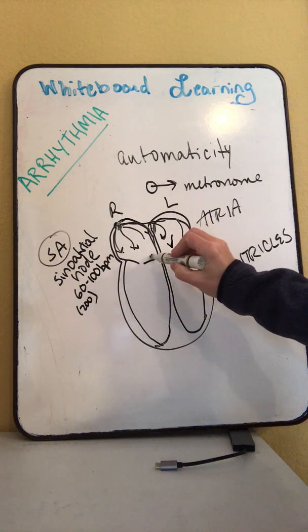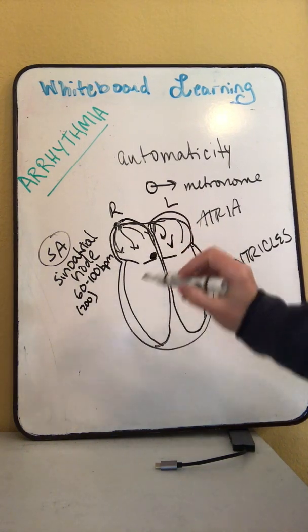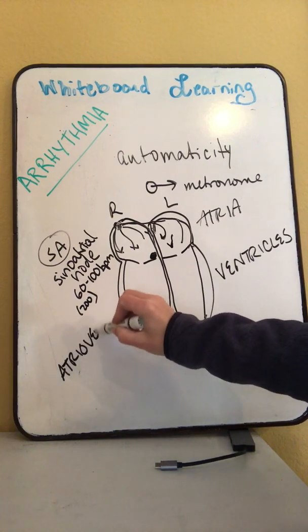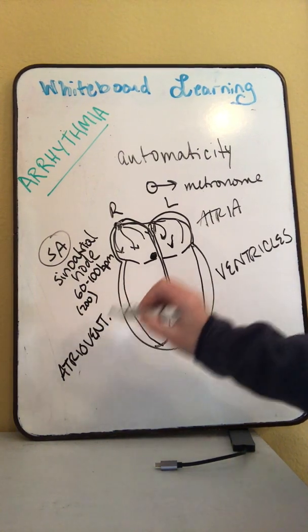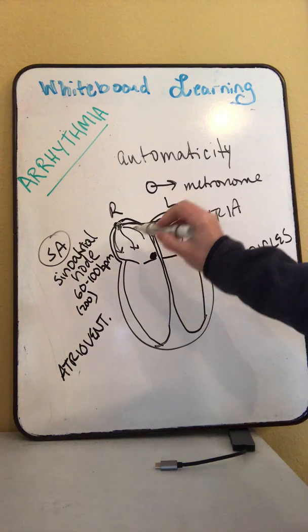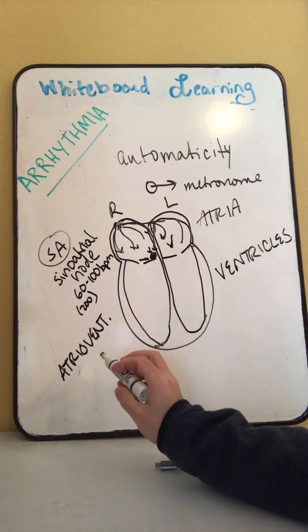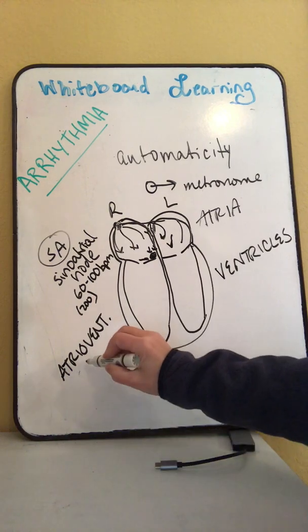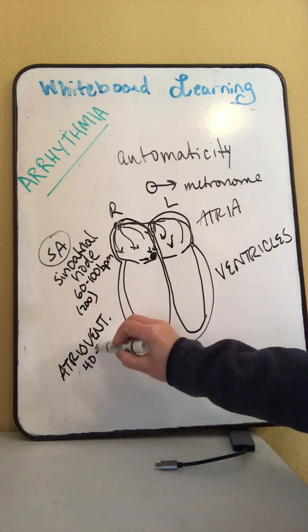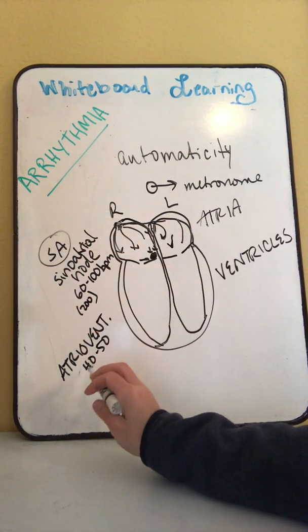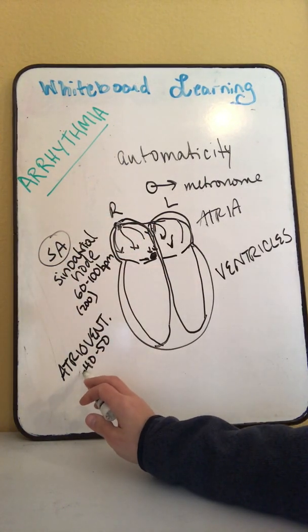And that will go to the AV node, AV meaning atrioventricular, and that is a node or bundle of cells right here that receive that signal, and that tells it to beat. And it has a slower automatic rate, maybe 40 to 50. So if the SA node went away, you would still have automaticity, but your heart rate would be slower.